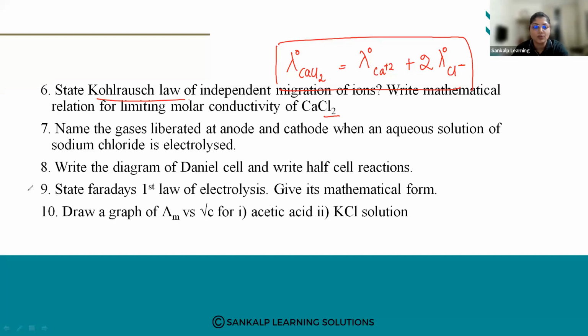Fine. So this is the law. What is Kohlrausch's law? The limiting molar conductivity of an electrolyte is equal to the sum of the ionic conductance of their cations and anions. And the mathematical representation for calcium chloride, it is given as this. Now I'll give you another.